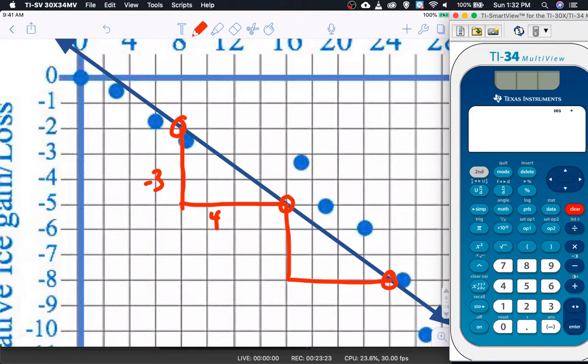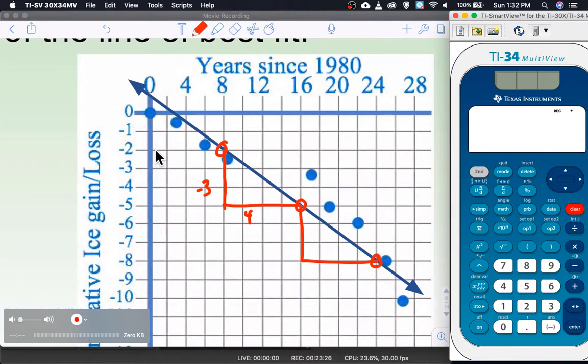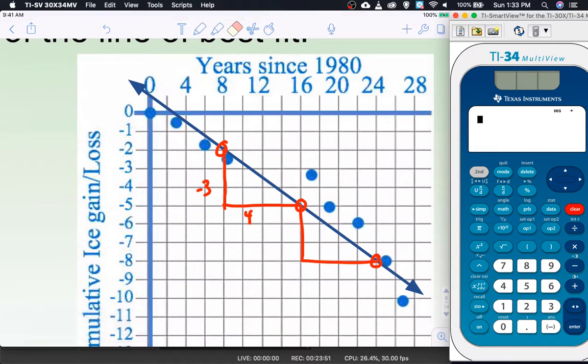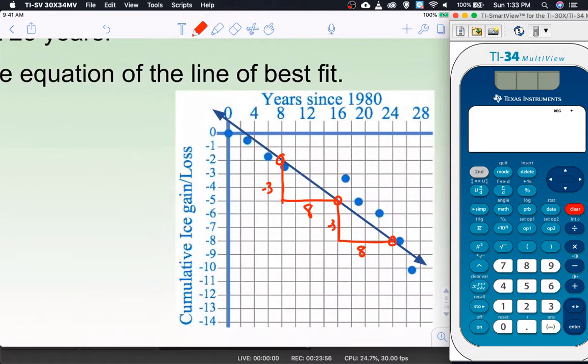Down 3 over 4. Now I should probably check my scales. Is everything counting by ones? Is this down 3 actually down 3? Yes, it is. So this is counting by ones. This is actually down 3. Is this over 4 actually going over 4? No, because my scale's not counting by ones, it's counting by twos. So I'm going from the number 8 here to number 16 there. That's over not 4 units, that's over 8 units. Down 3 over 8. My slope of this line is -3/8. That's the start of my equation.